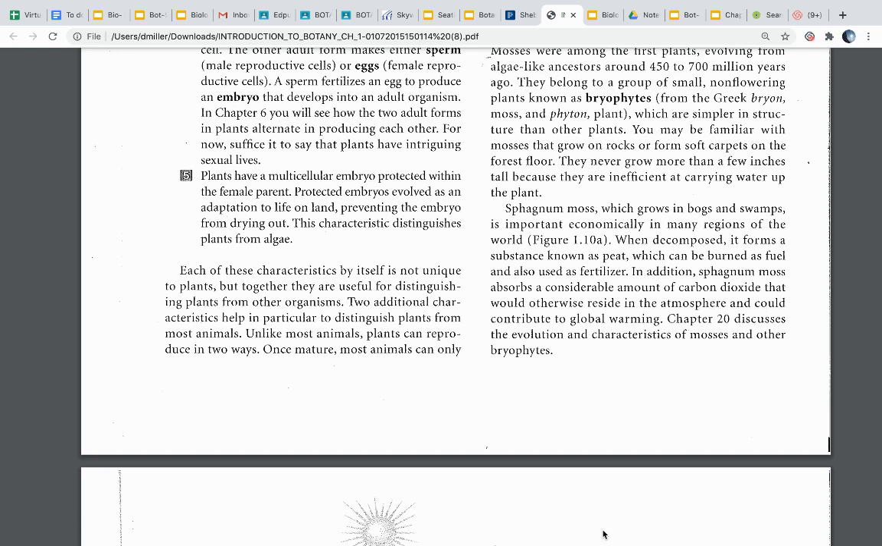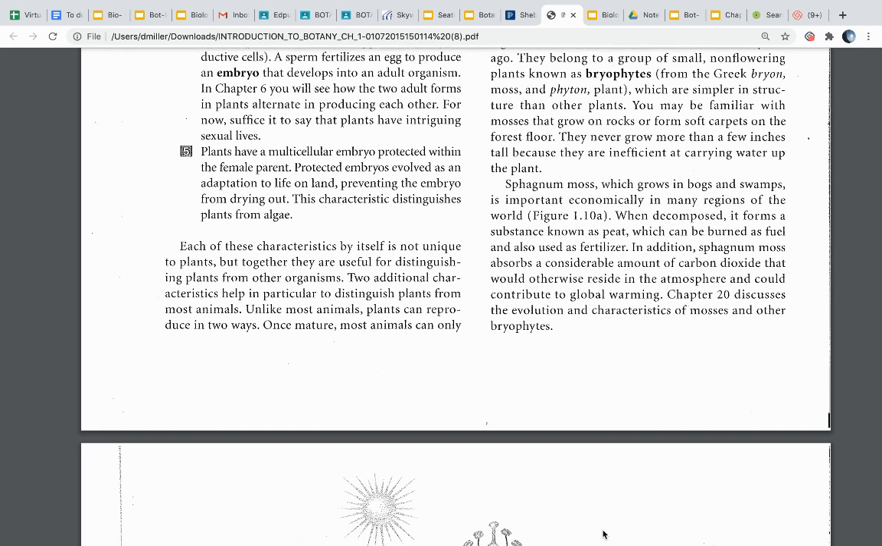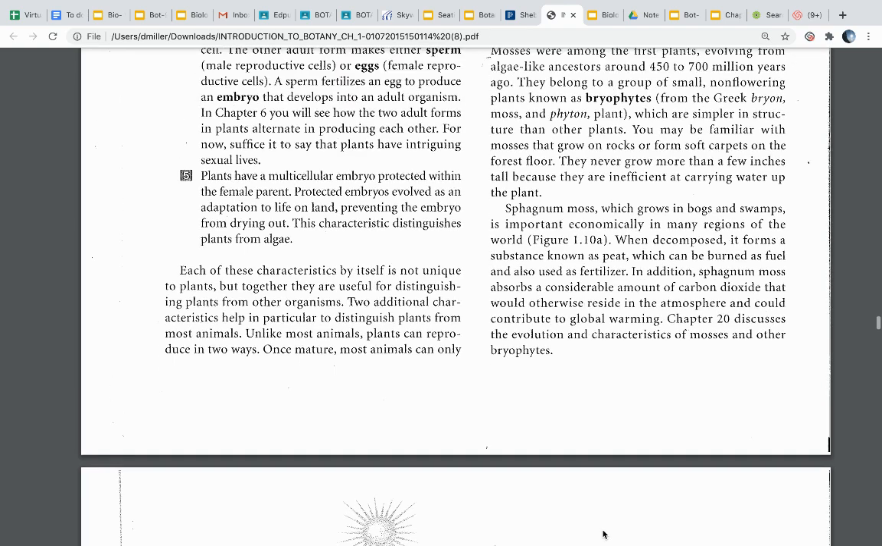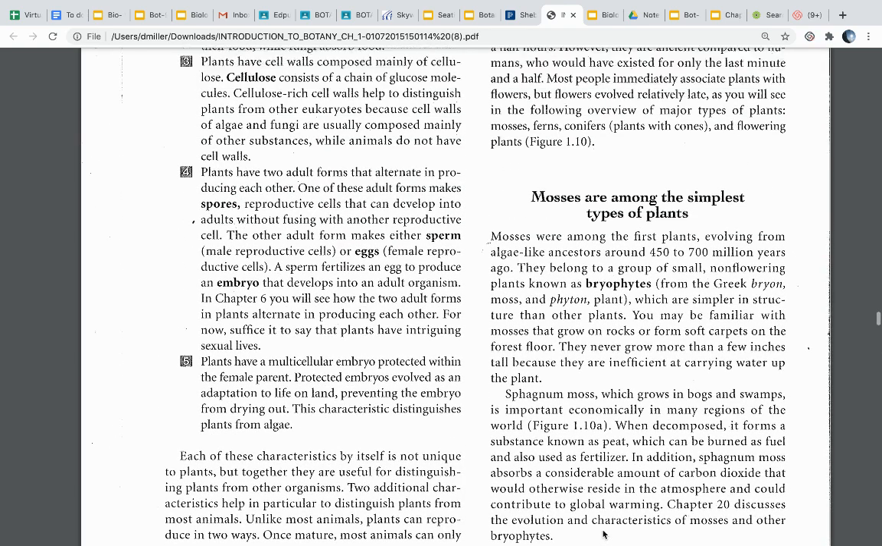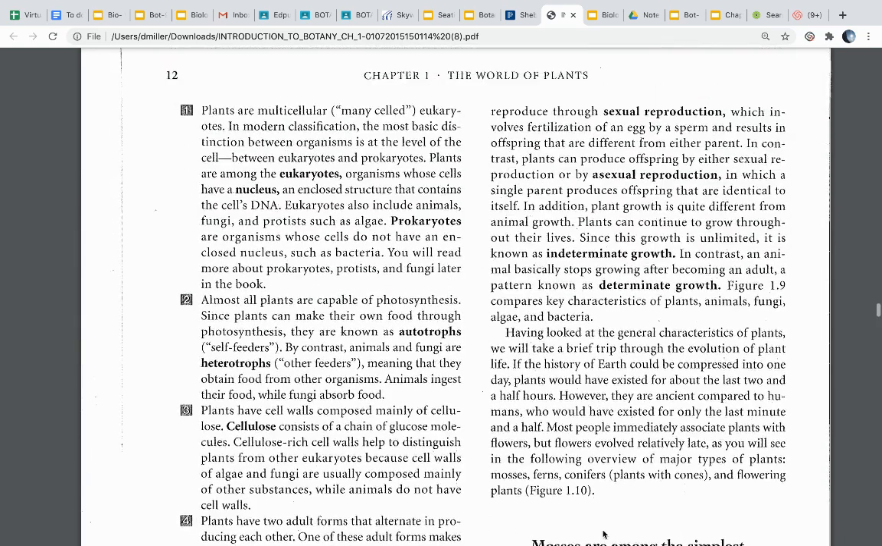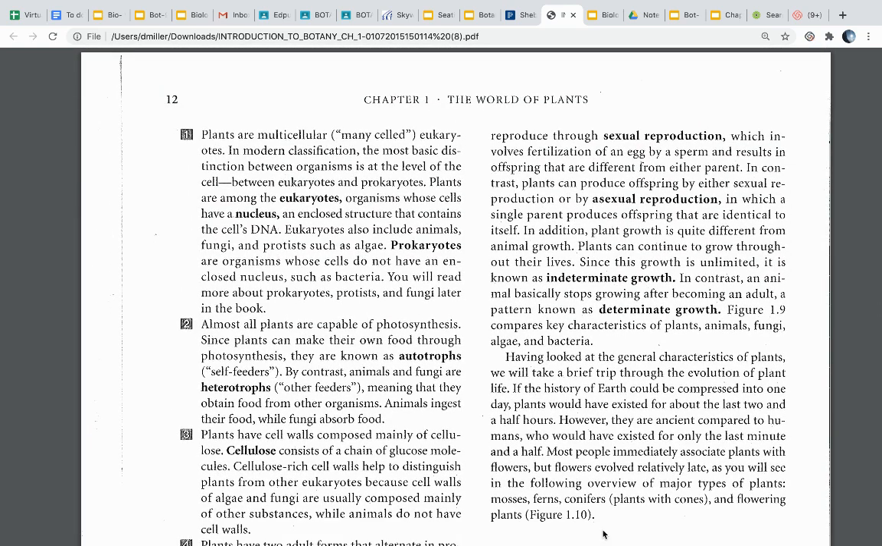Two additional characteristics help in particular to distinguish plants from most animals. Unlike most animals, plants can reproduce in two ways. Once they mature, most animals can only reproduce through sexual reproduction, which involves fertilization of an egg by a sperm and results in offspring that are different from either parent. In contrast, plants can produce offspring by either sexual reproduction or by asexual reproduction, in which a single parent produces offspring that are identical to itself.